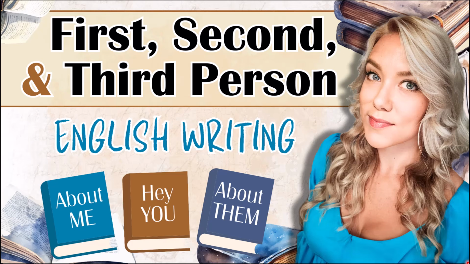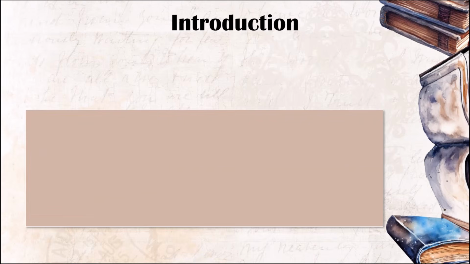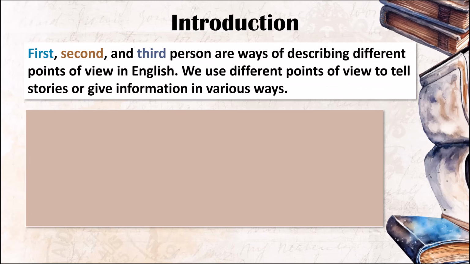Today I'm going to talk to you about the first, second, and third person perspective. I'm going to teach you the difference between these perspectives or points of view and when we use them in English. This was a very difficult topic for me when I was younger. I always got confused about the first, second, and third person. They are ways of describing different points of view in English. We use different points of view to tell stories or give information in various ways.